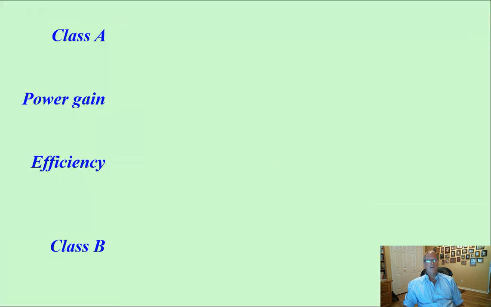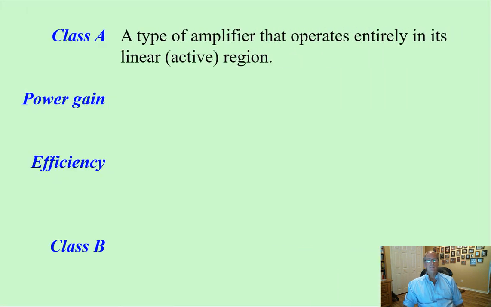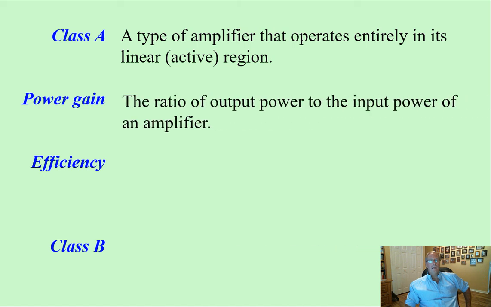Okay, here's a couple of key terms. The type of amplifier that operates entirely in its linear active region is class A. They're very inefficient. The Q is right in the middle of the load line, and so it's on all the time. Power gain is output power divided by input power. A couple of formulas for that. Again, I will emphasize, you should make a formula sheet for the next exam, which is in early November.